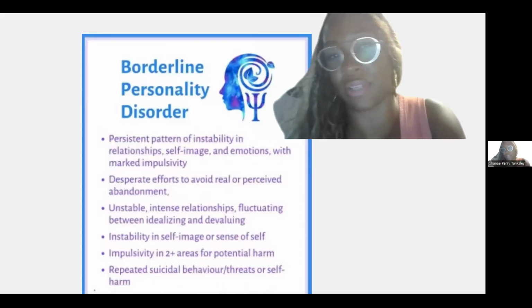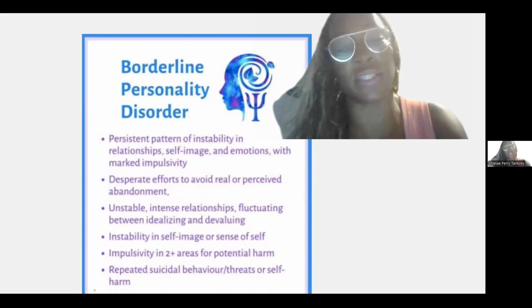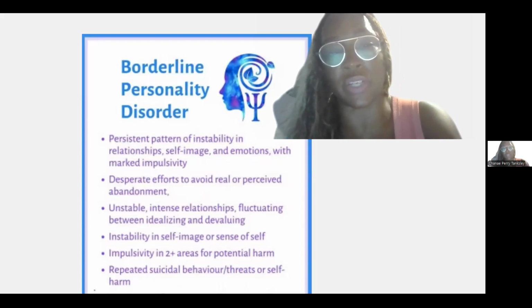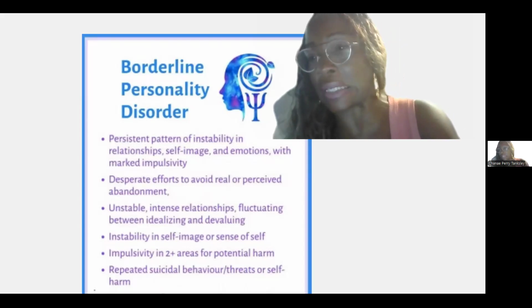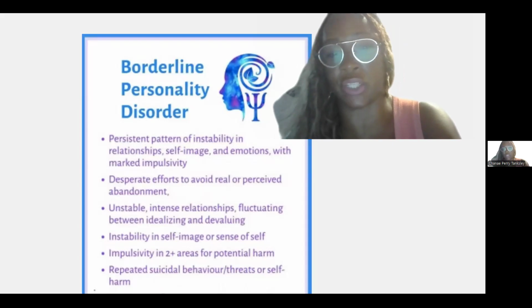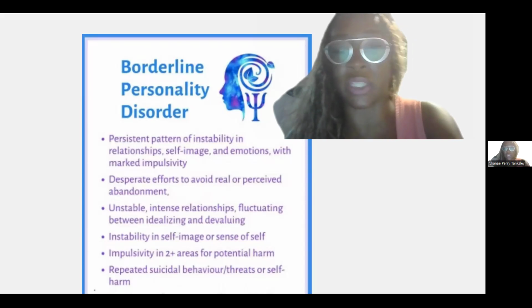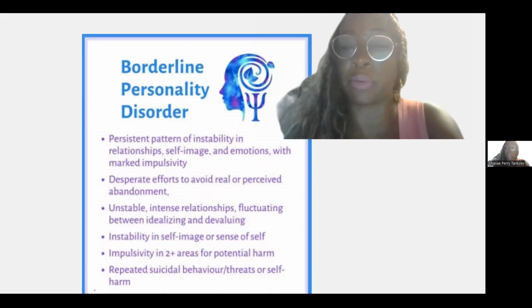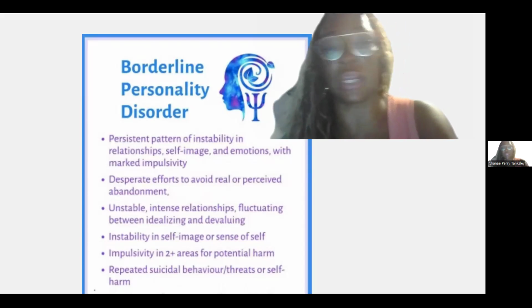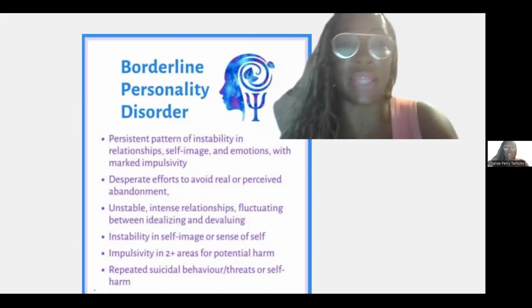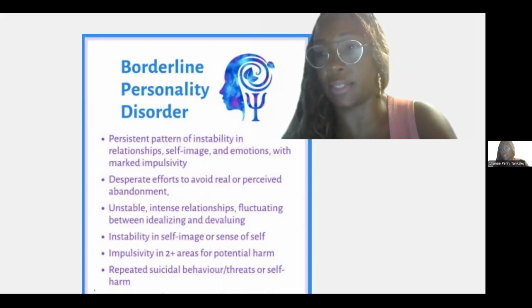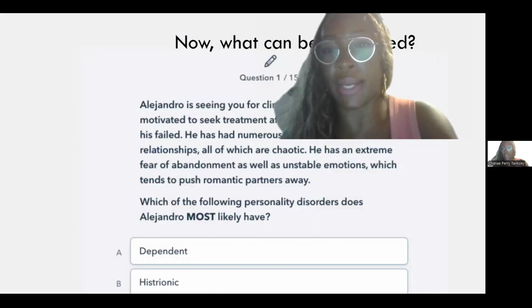Then we have borderline personality disorder. This is someone who has characteristics of very unstable, intense relationships, unstable self-image or sense of self. There's a persistent pattern of relationship issues, self-image, and emotional concerns. That is borderline personality disorder.